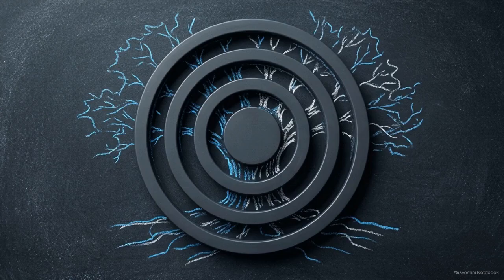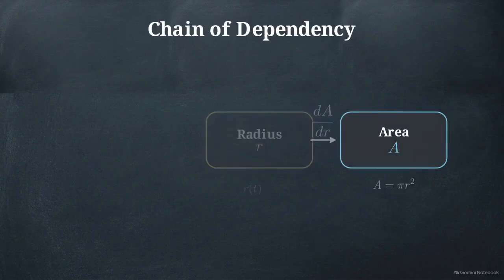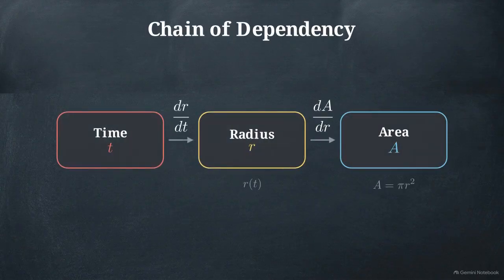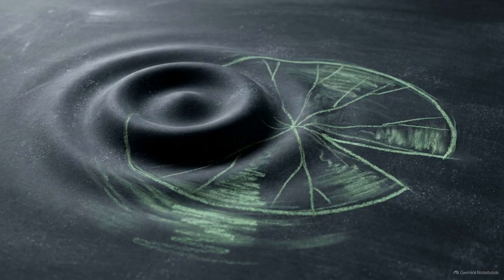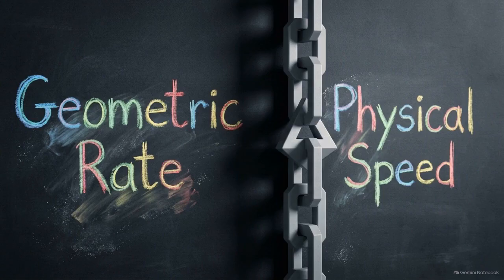In a real pond, the ripple is dynamic. The radius itself is expanding as the seconds pass. We have a chain of dependencies. The total area depends on the radius, and that radius depends on the passage of time. To find how much total area the ripple gains every second, we link the geometric derivative, how area responds to the radius, with the physical speed of the radius expanding over time.